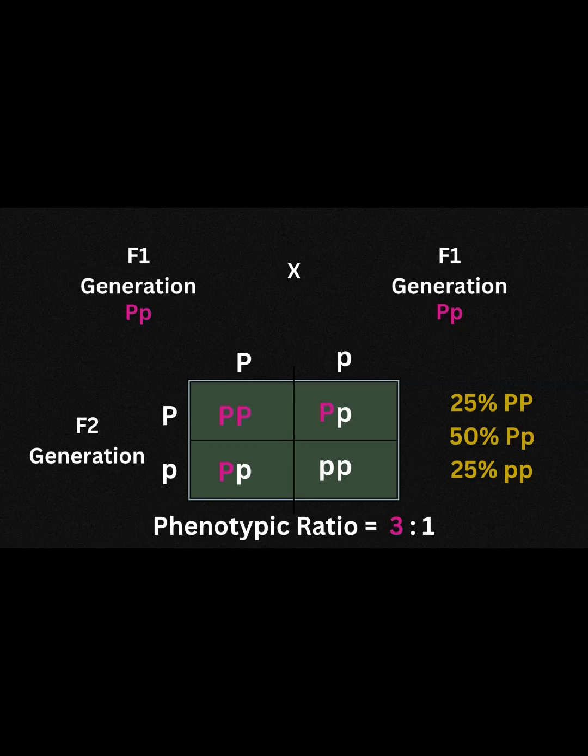Phenotypically, this would be a 3:1 distribution because both the homozygous dominant and heterozygous dominant offspring would be purple flowering plants.